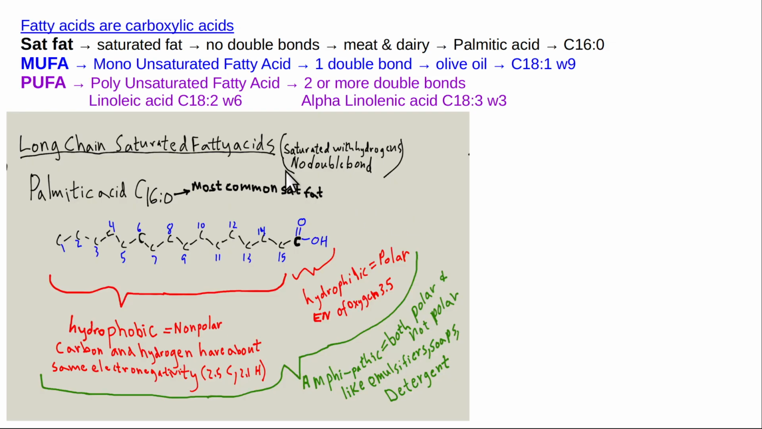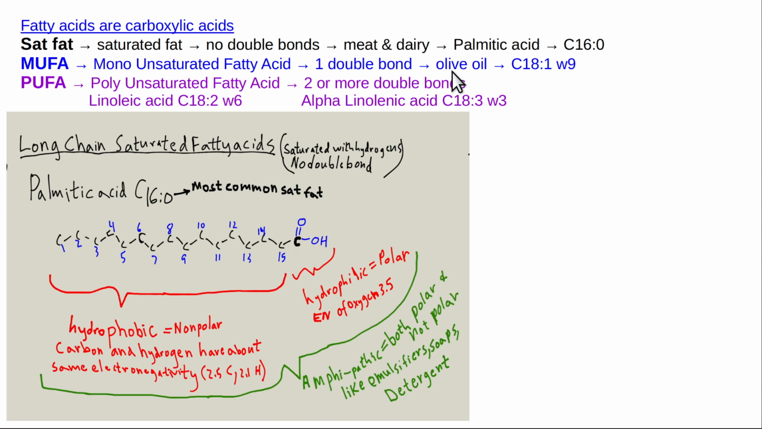Okay, so the first slide here, we'll just talk a little bit about what is a fatty acid. Fat is made out of fatty acids. Saturated fat has no double bonds. It's saturated with hydrogens. The typical saturated fat is palmitic acid, C16, meaning 16 carbons, and 0 as in 0 double bonds. MUFA means monounsaturated fat. There's the mono, and that means it has one double bond.